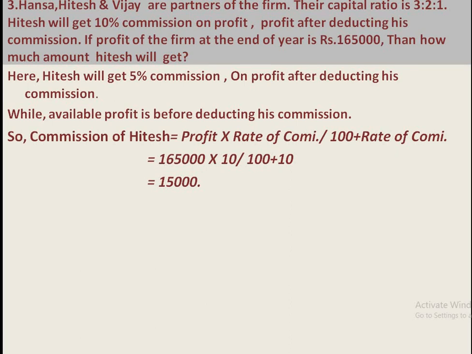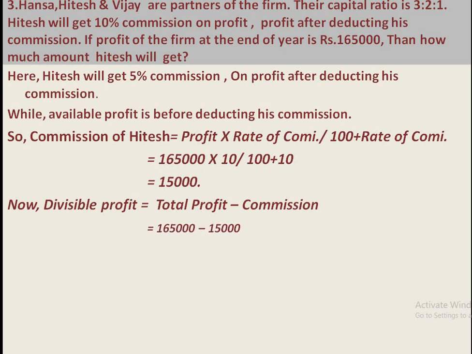Not enough, because we are looking to find how much he will get at the end of the year, and Hitesh will get two amounts: commission 15,000 and also his share of profit. To find the profit share of a partner, very first we are looking for divisible profit. Total profit was 1,65,000. Out of 1,65,000 you are paying 15,000 to Hitesh as his commission. So now only 1,50,000 is remaining profit, which we can distribute among the partners.